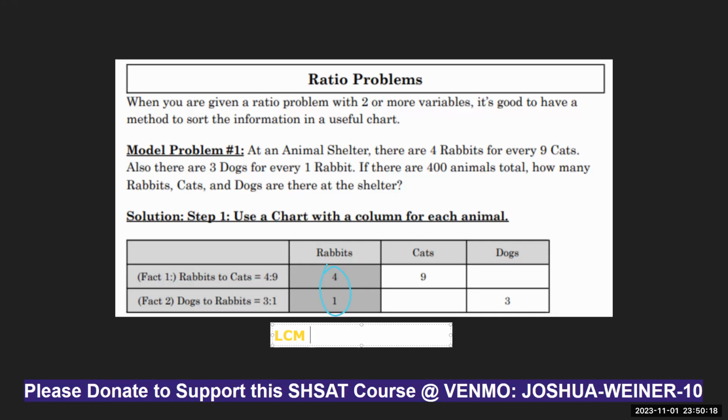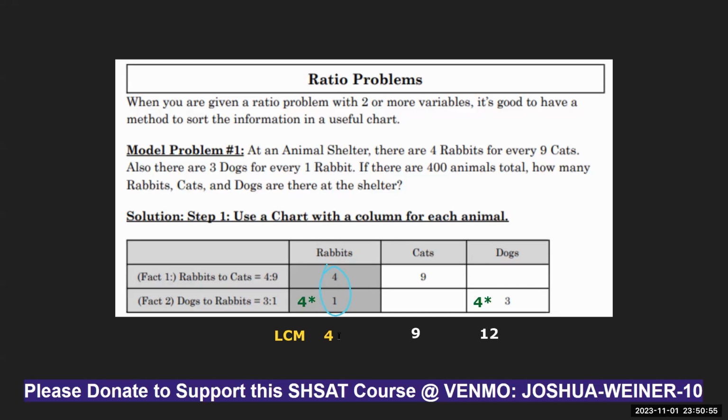So the least common multiple of 1 and 4 will be 4. To make both of those numbers 4, leave the first row alone. But for the second row, we're going to do times 4. So we'll do 4 times 1 for the rabbits, and also 4 times 3 for the dogs. And then we'll get the true ratio between all 3 columns. And that will be 4 rabbits for every 9 cats for every 12 dogs.